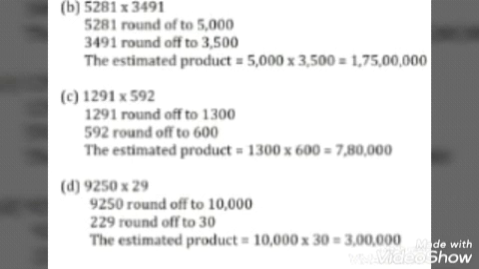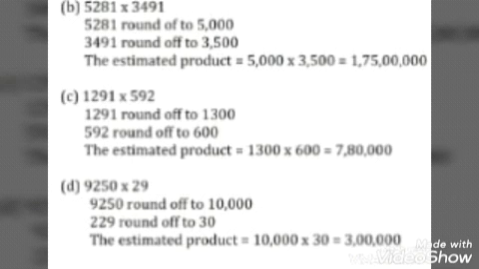5,000 into 3,500. How will you multiply? First multiply the numbers. 35 into 5. The answer is 175. Then how many zeros is having? 5 zeros. So you have to add that zeros. We get the answer is 1,75 lakh.